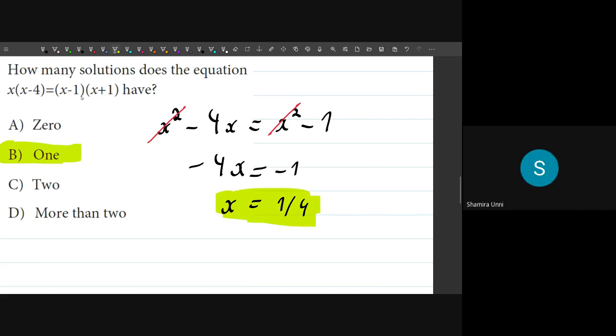Okay. So pay attention. You are right. Quadratic equations can have two solutions, but not always. So you need to do the math.